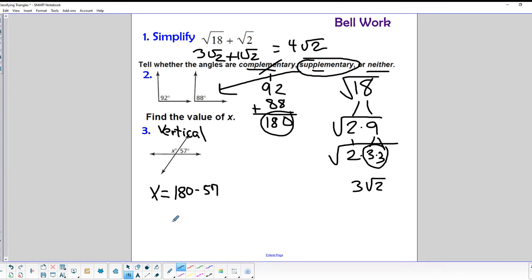And when I do that on my calculator or whatever addition or subtraction device that you have, you end up with 123 degrees. So that's the answer for x, 123 degrees. And 123 plus 57 does in fact equal 180 degrees. All right, so let's move on.